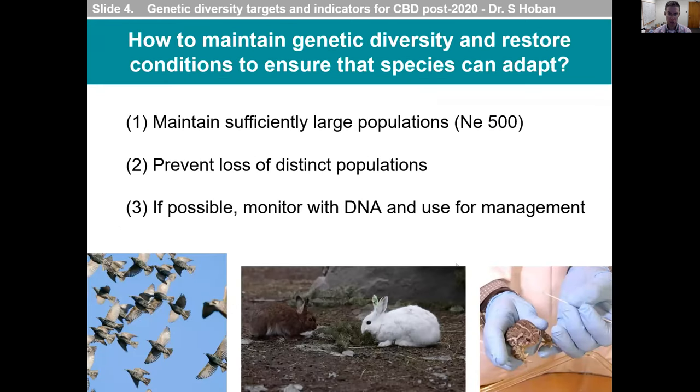How can we maintain genetic diversity and ensure that species can adapt? There are three main things we can do. We can maintain sufficiently large populations, that is an effective size of 500, preventing the loss of genetic diversity within populations. We can prevent the loss of distinct populations and the traits found within them, such as color morphs. And if possible, we can monitor high priority species with DNA and use that knowledge for managing them.